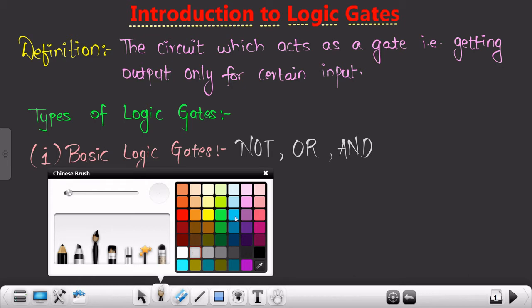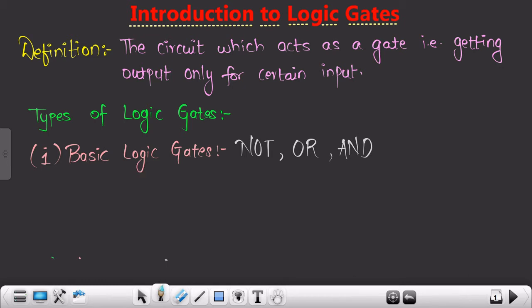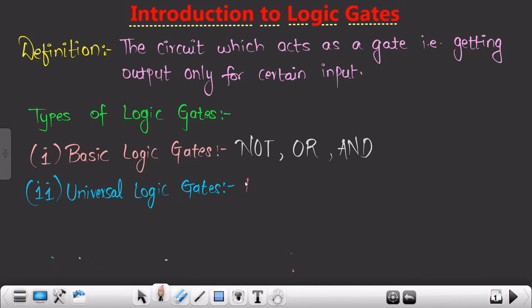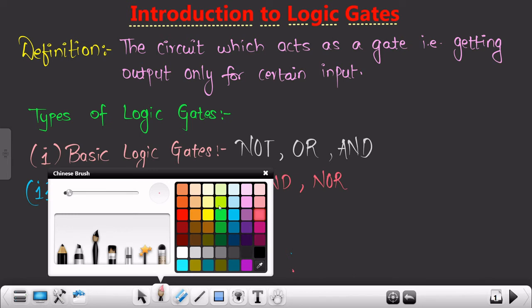Then moving further, we are going to study universal logic gates. This is the second type of logic gates that we are going to study, and they are known as universal logic gates. It consists of two logic gates, that is NAND gate and NOR gate.